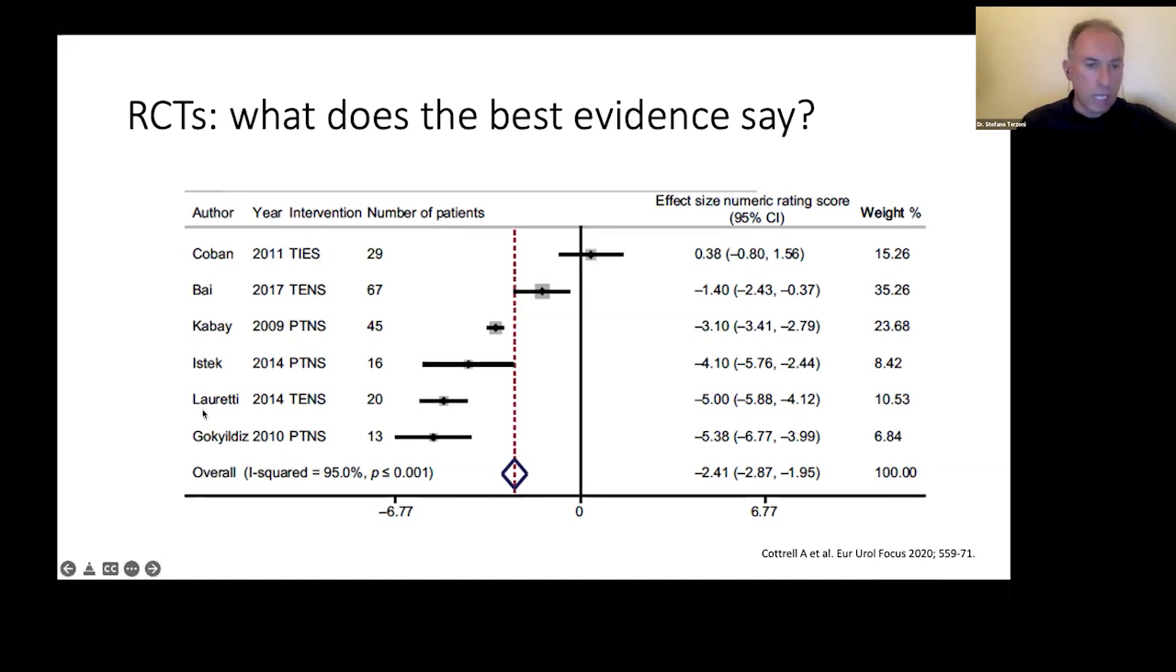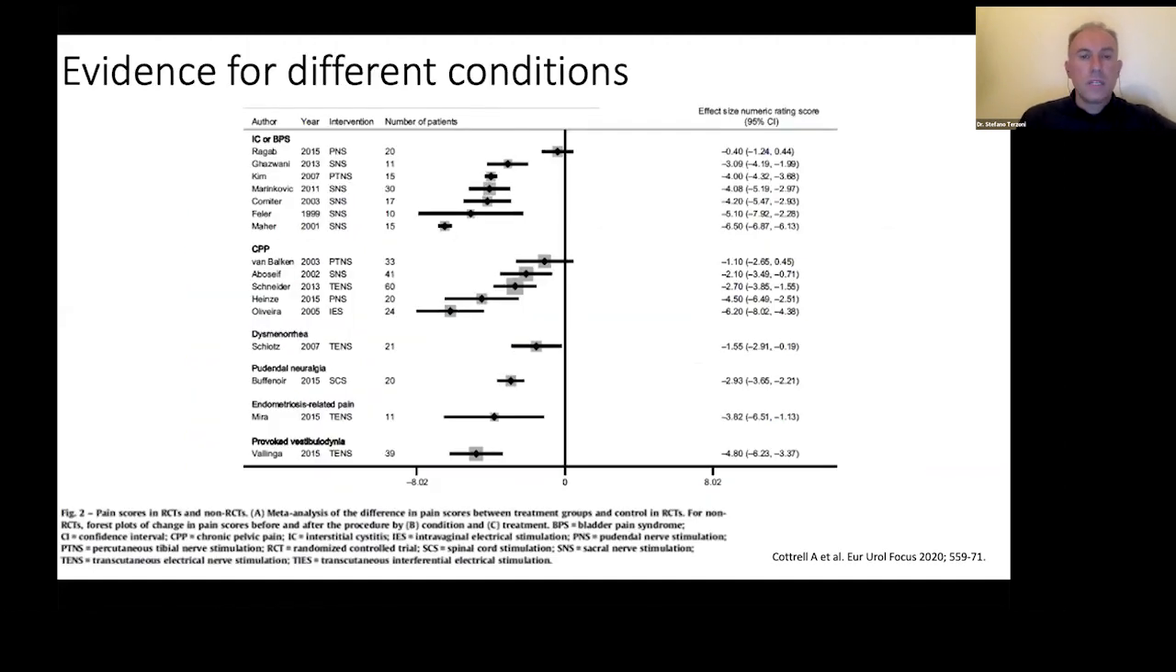So we are talking about 1, 2, 3, 4, 5, 6 studies actually. The outcome is the level of pain, so the less, the better, of course. This is a very interesting reduction, a statistically significant reduction of the overall pain scores among the studies, no matter the type of neuromodulation. So this tells us that overall, according to the best evidence that we have, neuromodulation is successful.